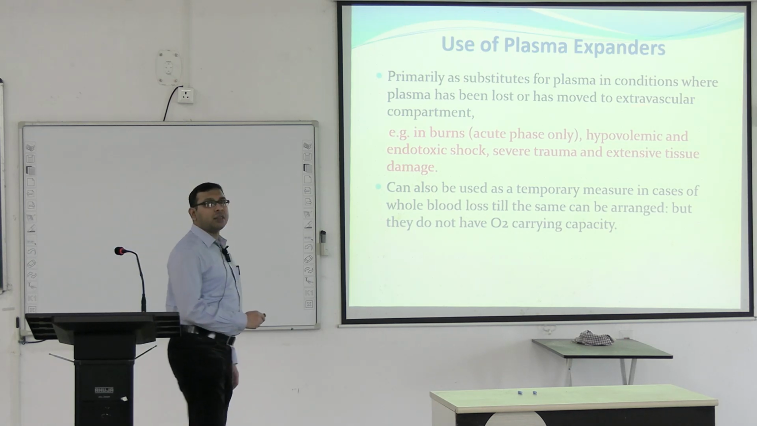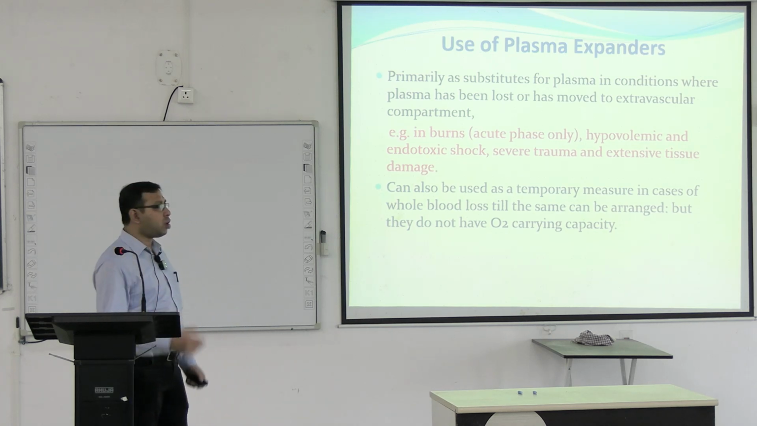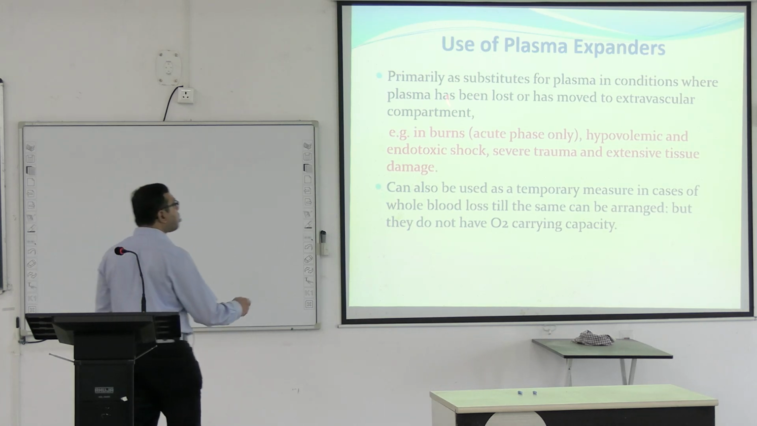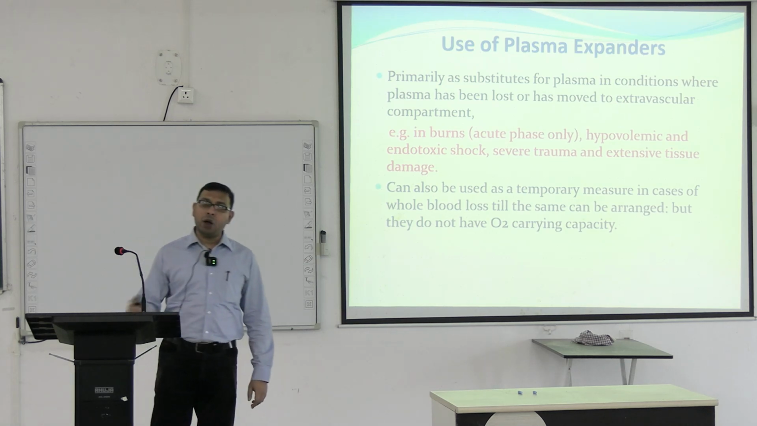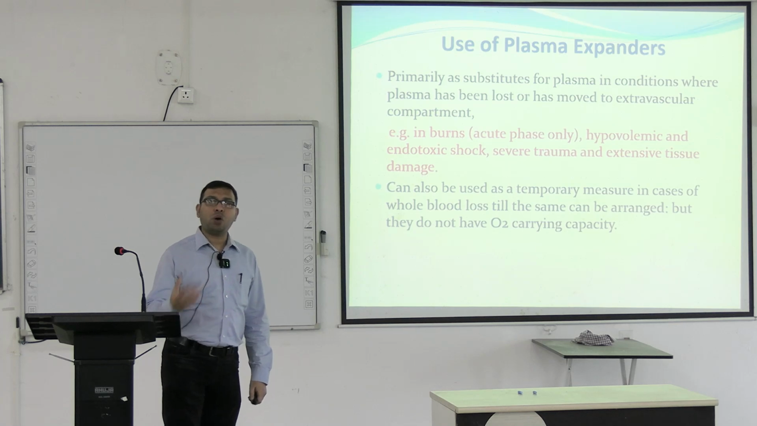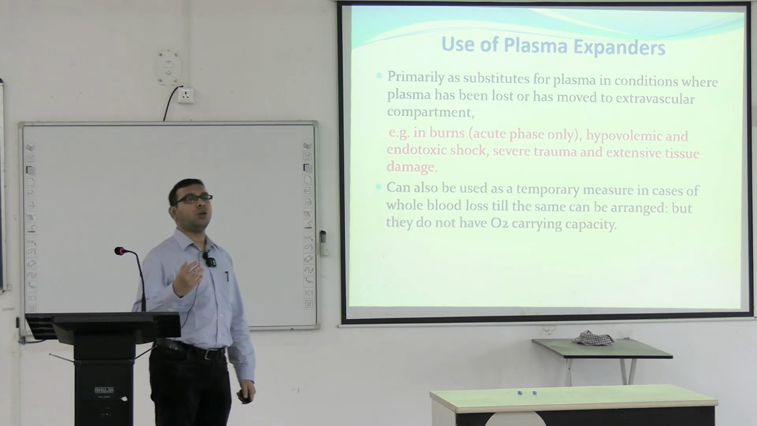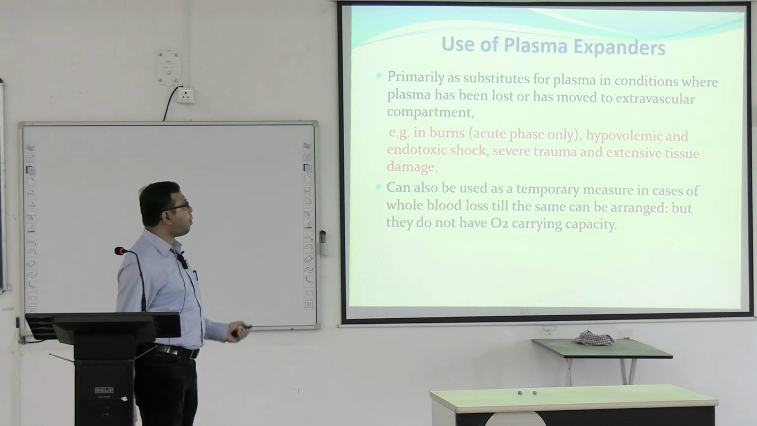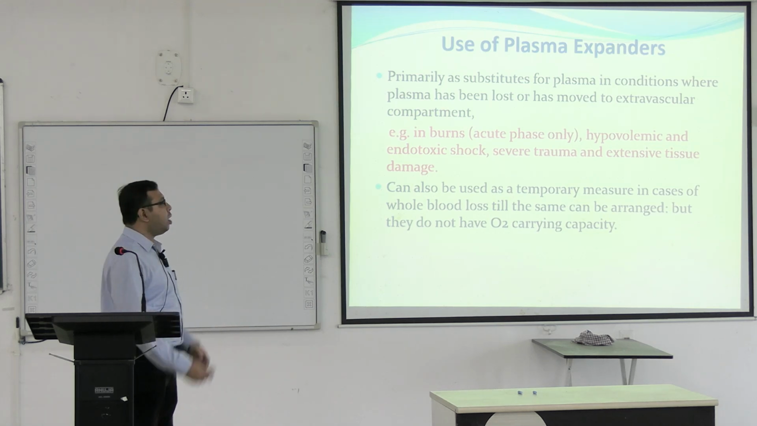Primarily as substitutes for plasma. Plasma is the prime thing, but as a substitute we are using this where the plasma has been lost or has moved to the extravascular compartment. That may also happen, like in burns. In burns there will also be a shock-like situation, with severe hypovolemia, where third space loss happens, where all the plasma has been lost to the extravascular compartment.